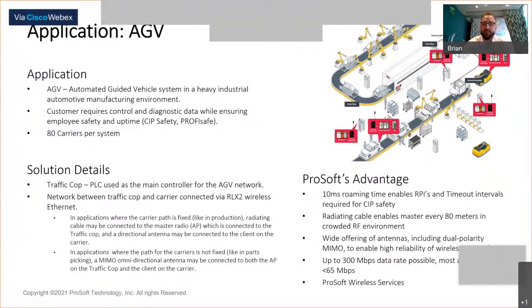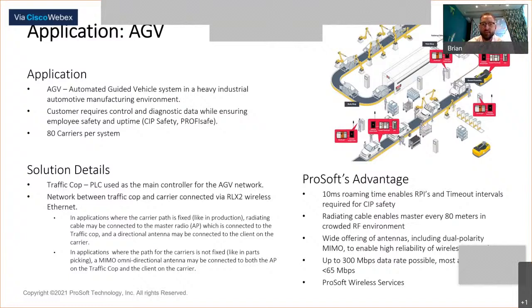Radiating cable is a specialty antenna that we offer. It's essentially a long segment of coax, could be 80 meters long. It radiates the signal through a specific area, which is really ideal in environments with risk of significant interference from other networks or environmental obstacles that could distort wireless signals. So in a mobile application like this, looking beyond the performance benefits of an RLX2, it's also important to make sure the wireless solution is tailored to your specific needs.